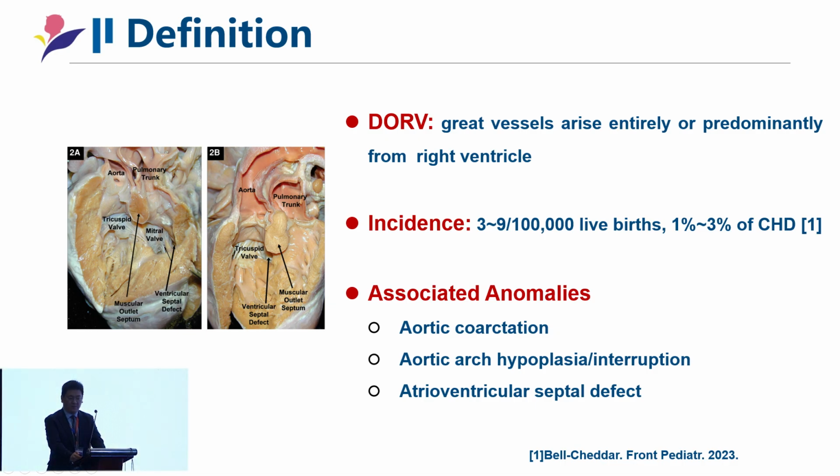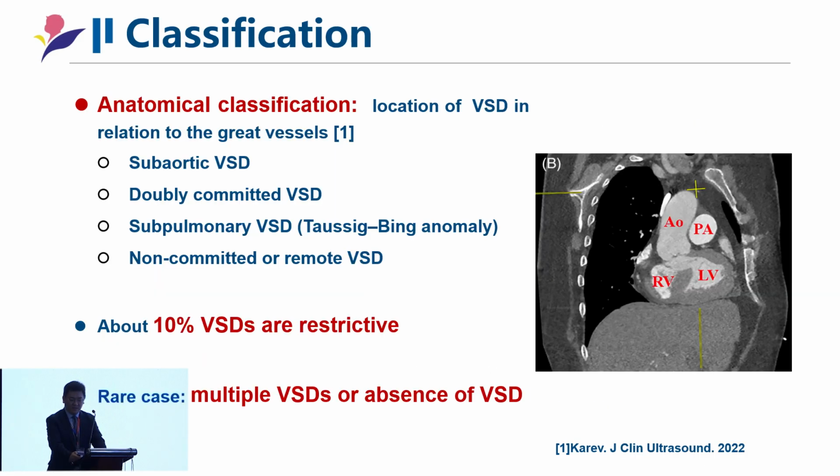DORV is a type of ventricular arterial connection in which both great arteries arise entirely or predominantly from the right ventricle. The incidence rate is about 3 to 9 per 100,000 live births, accounting for 1 to 7% of CHD. DORV can be associated with other cardiac anomalies, such as coarctation, IAA, and AVSD.